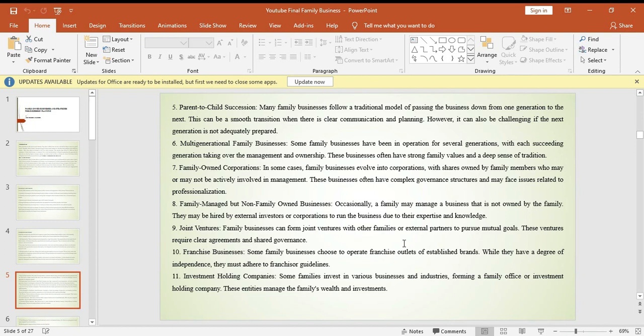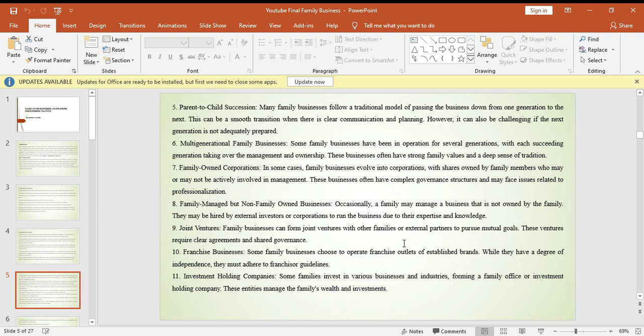Six, multi generational family businesses. Some family businesses have been in operation for several generations, with each succeeding generation taking over the management and ownership. These businesses often have strong family values and a deep sense of tradition.